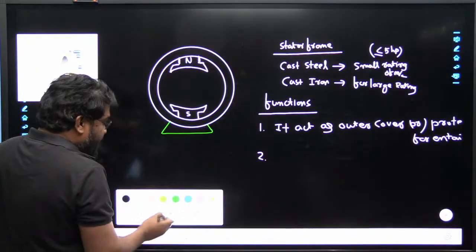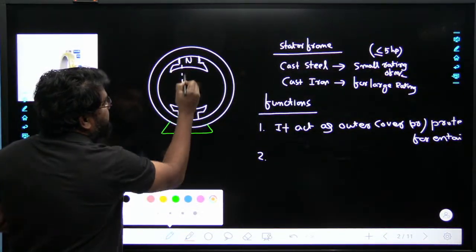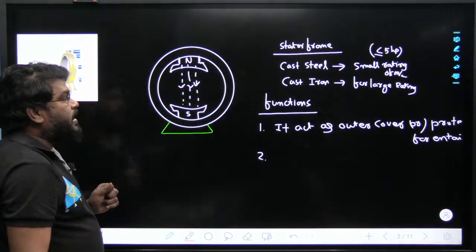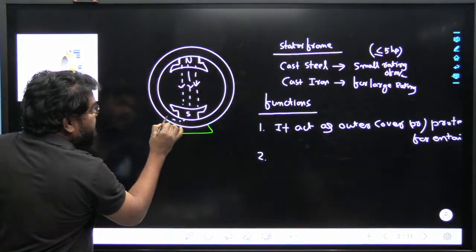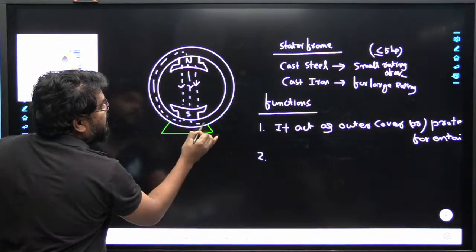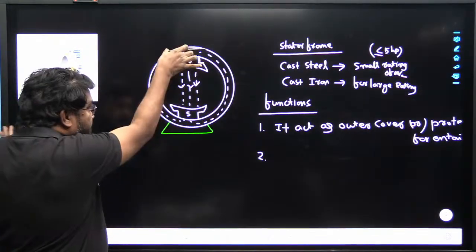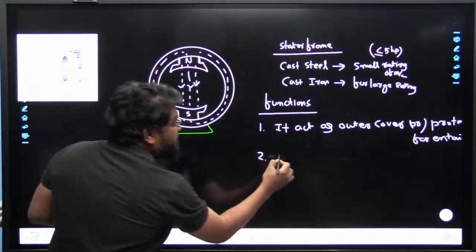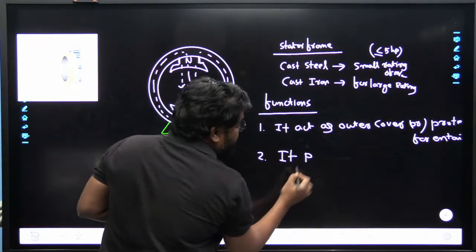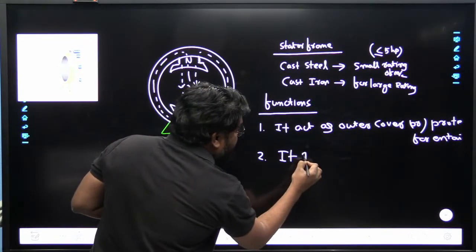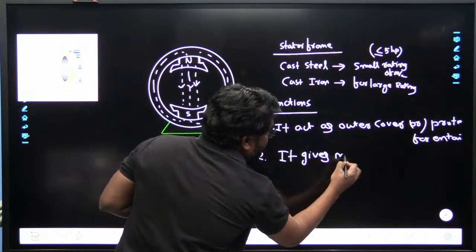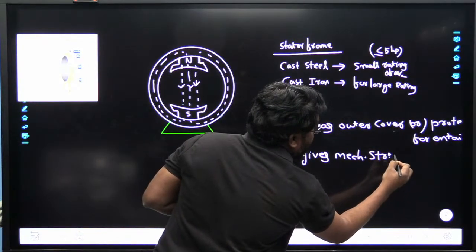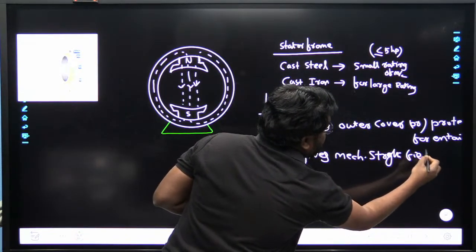So what will happen here? The flux lines pass from the north pole to the south pole outside the magnet. Inside the magnet, flux lines pass from the south pole to the north pole. So it provides mechanical strength to the field poles. The next function is that it gives mechanical strength to the field poles, mechanical strength to the field poles. Got the point?